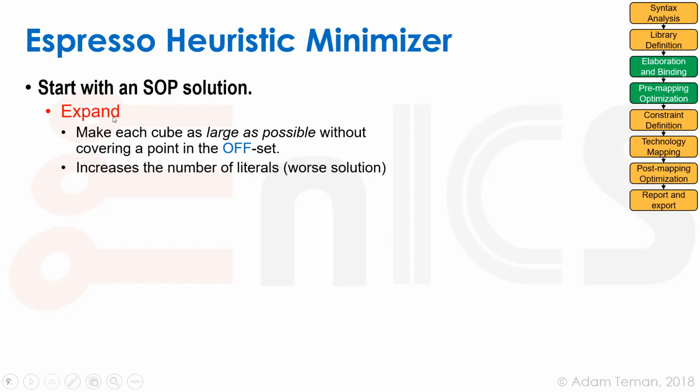What we do is we take 3 steps. We first expand, which means we make each cube as large as possible without covering a point in the offset. This generally increases the number of literals. In other words, we went from our solution to a worse solution.